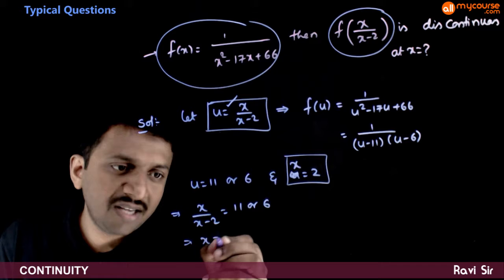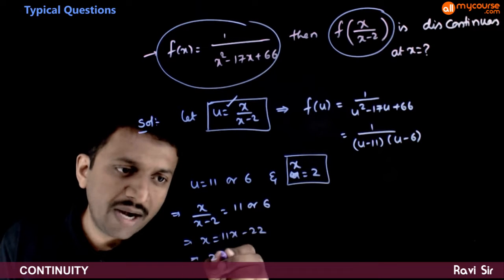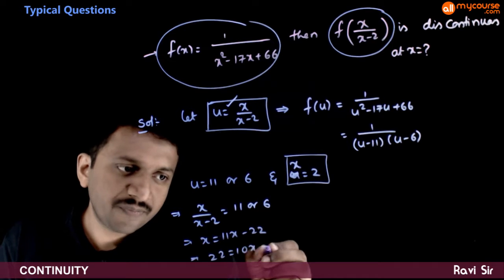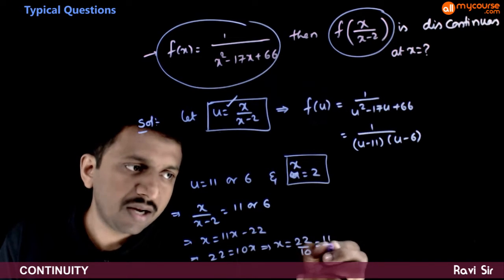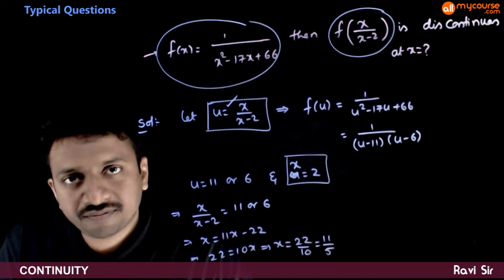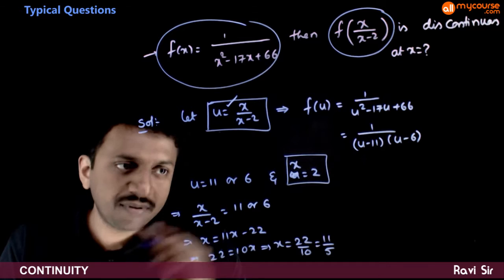So this implies x is equal to 11x minus 22. So 22 is equal to 10x. X is equal to 22 by 10 or 11 by 5. So one point is x is equal to 11 by 5.